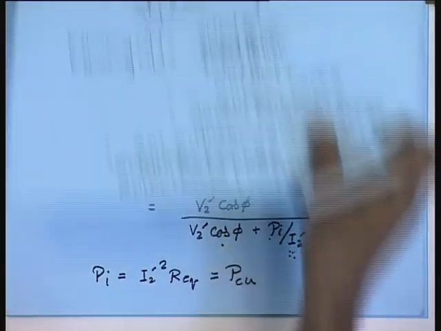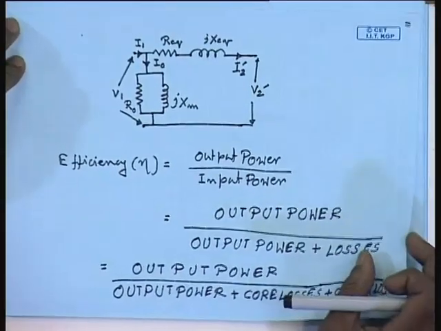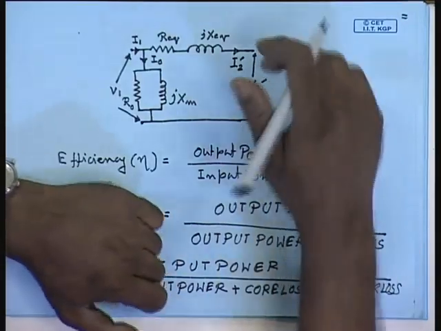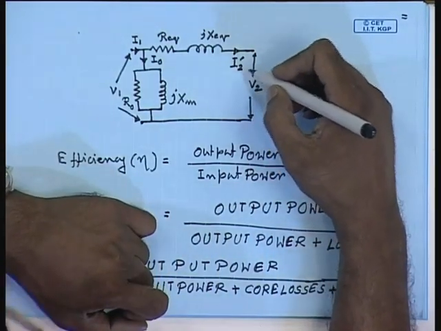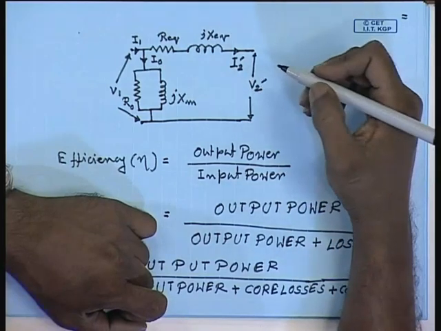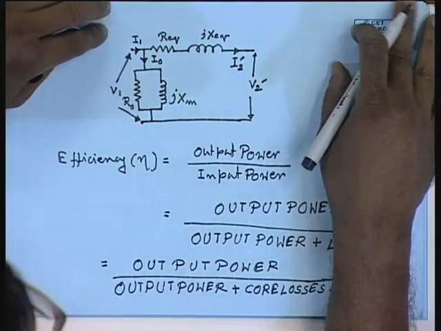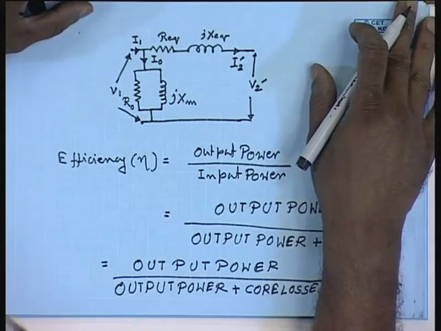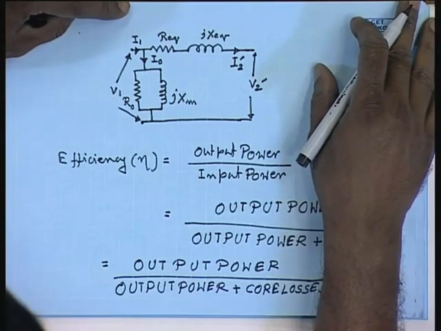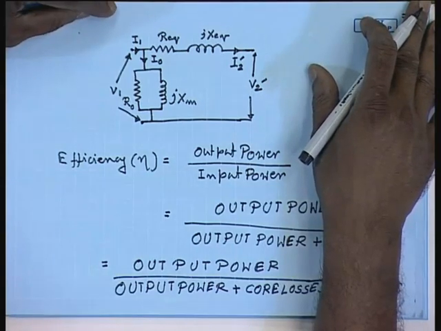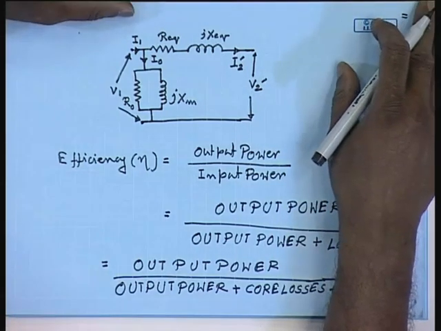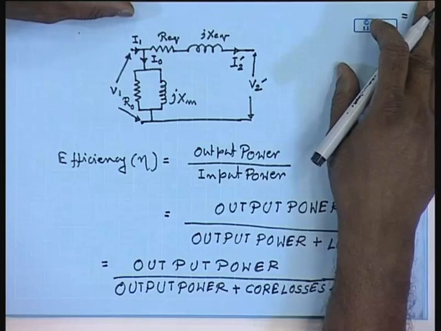Now, while it is possible, if the load parameters are given, to find out I2 dash and the efficiency under any given load condition, the usual practice is to find out these values from the test data. The other day we have seen how to find these loss components.